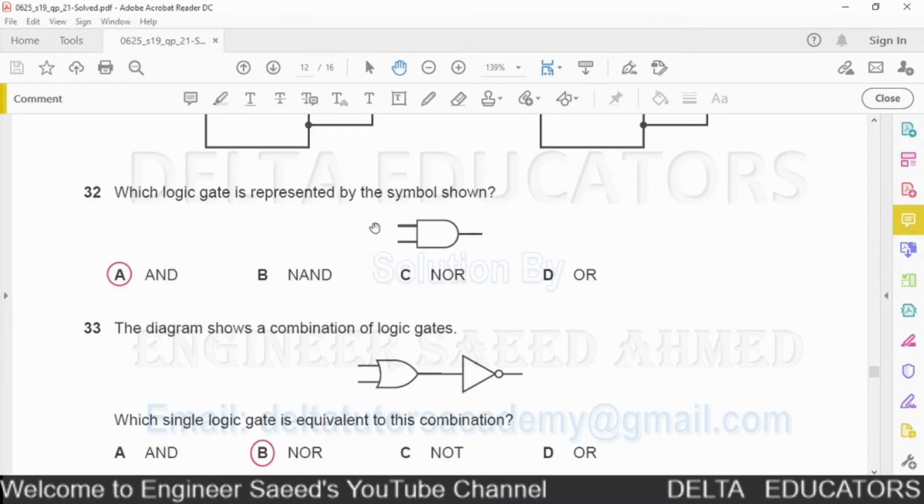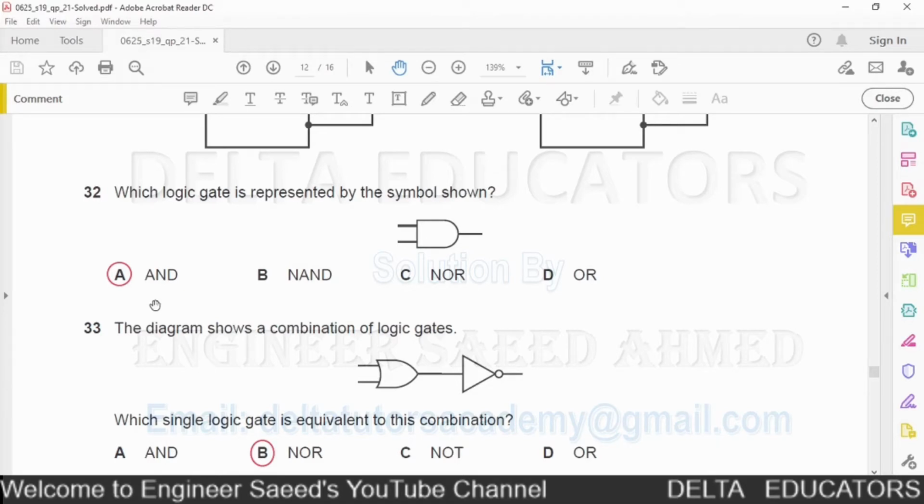Question number 32. Which logic gate is represented by the symbol shown? Here the symbol given is for an AND gate. So here AND gate is given in option A. So correct option, option A.